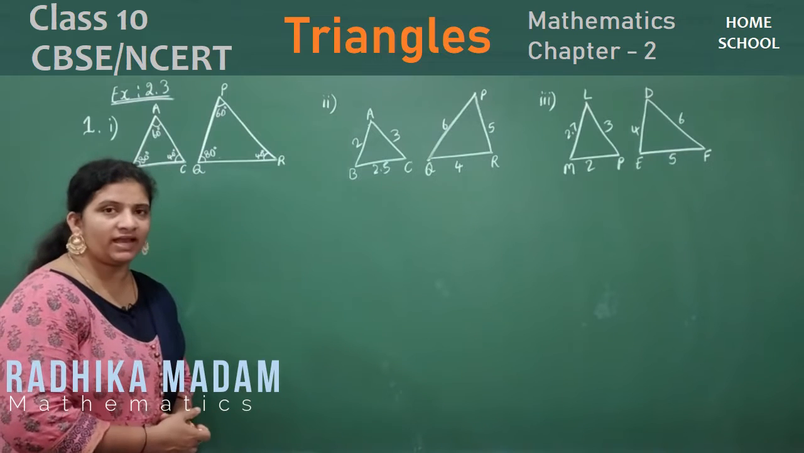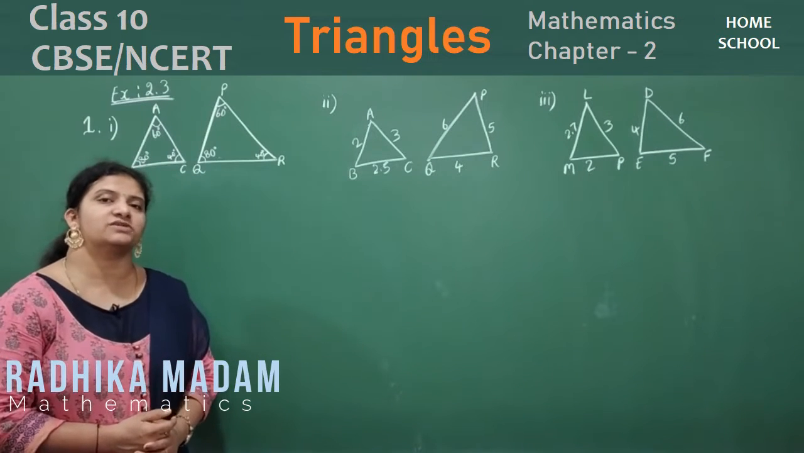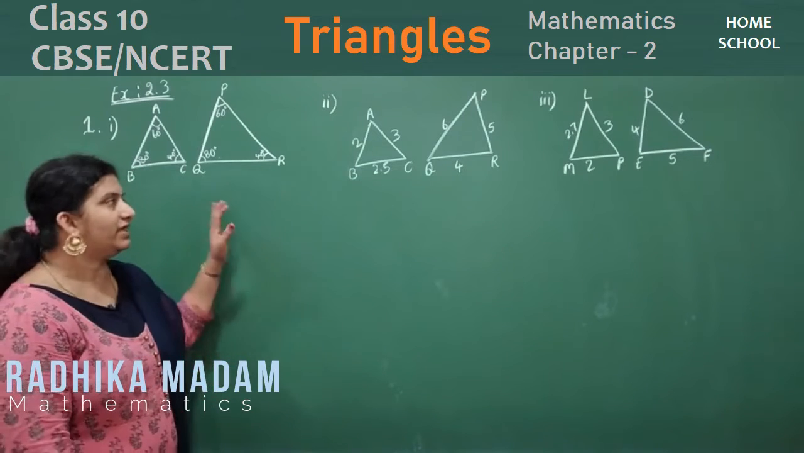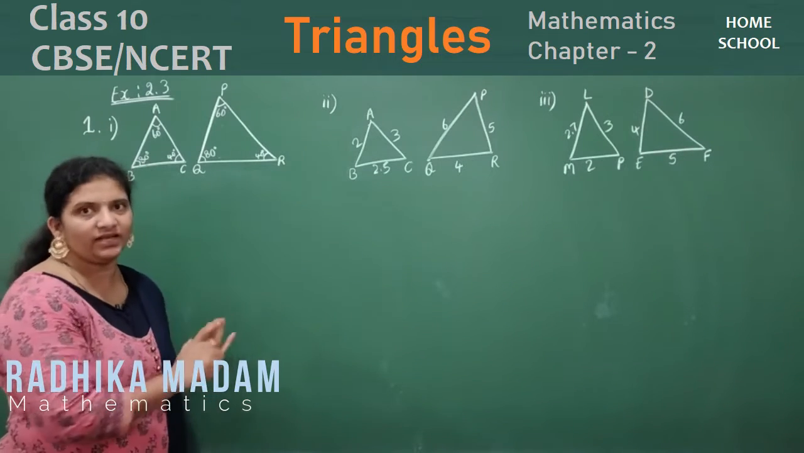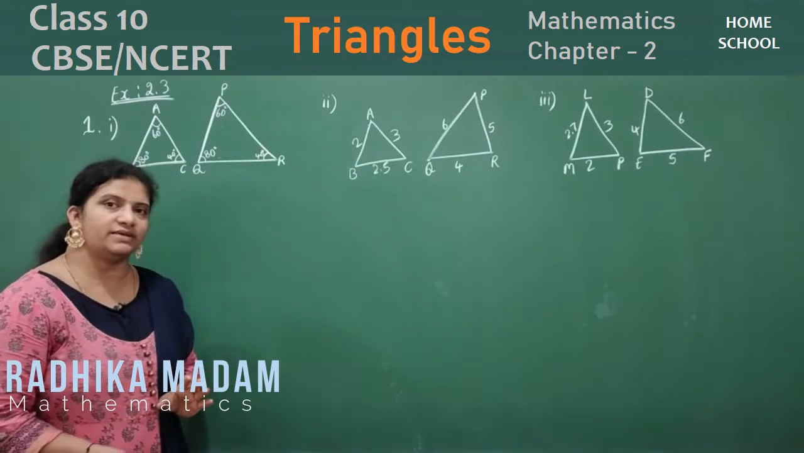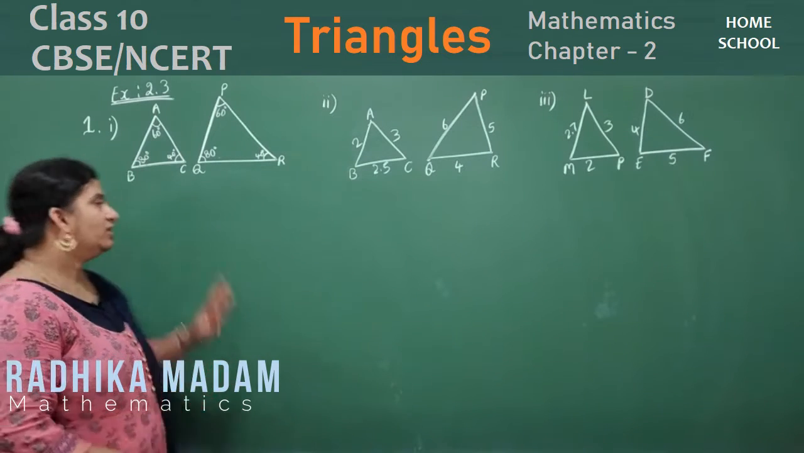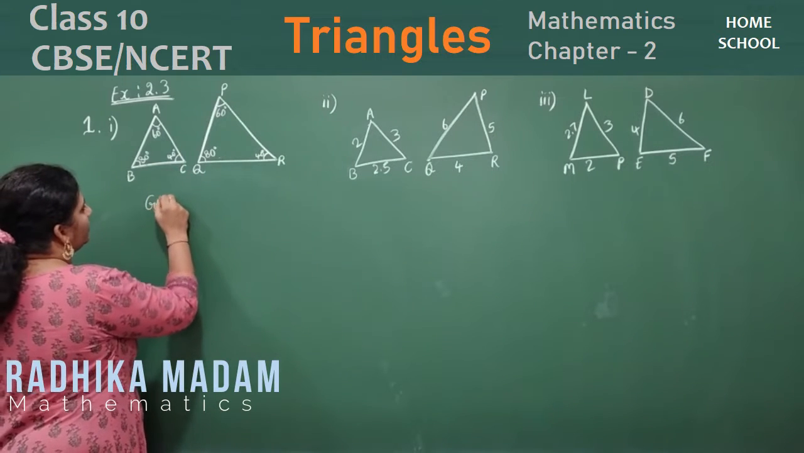What is the rule for similarity, children? Corresponding angles are equal and the ratios must be in proportion. But in the pair of triangles, we have only angles. What is given in this figure, we'll compare with that only, we'll say whether they are similar or not. Okay, so let's start here. So, how do you start here?